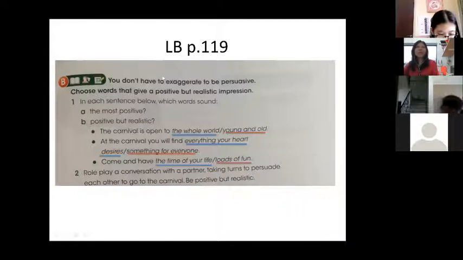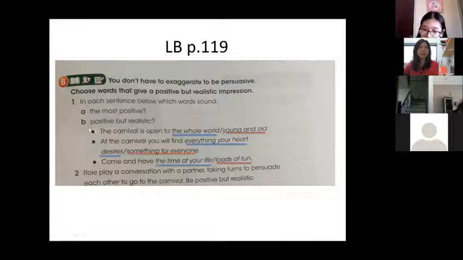Now here on page 119, you don't have to exaggerate to be persuasive. Choose words that give a positive but realistic impression. Everybody look here. Now, I have given you 2 kinds of lines, the blue lines and the red lines, okay? Please try to identify which line represents exaggeration, that means you're making it much bigger than it is, and which line represents positive but realistic. Realistic means it is possible, something that could happen, all right?